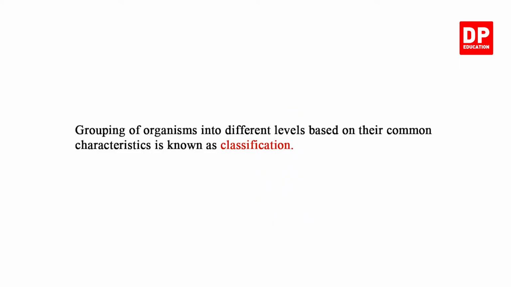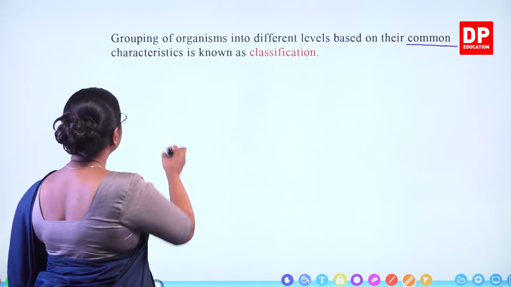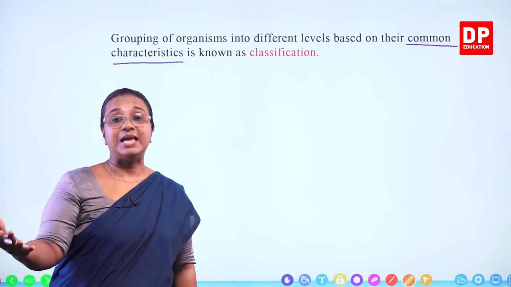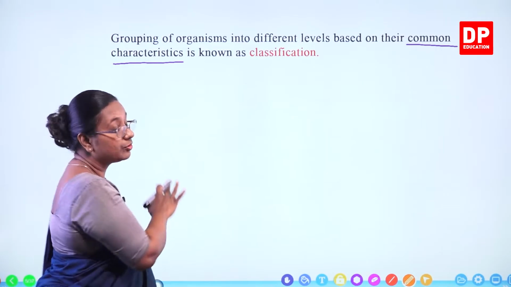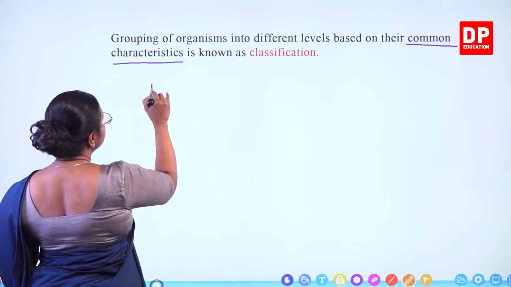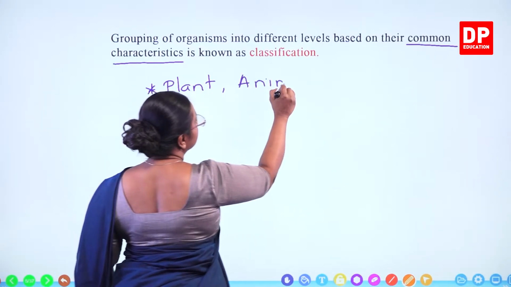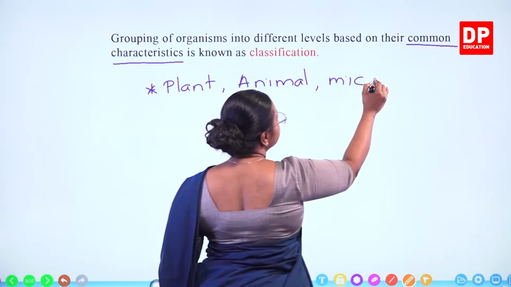So here we try to understand the classification of organisms. When we say classification, grouping of organisms into different levels based on their common characteristics is known as classification. When we say common characteristics, it's not just one, there are so many. So of course we will have to consider all the characteristics that I told you before. We need to consider whether it is a plant, animal or microorganism.